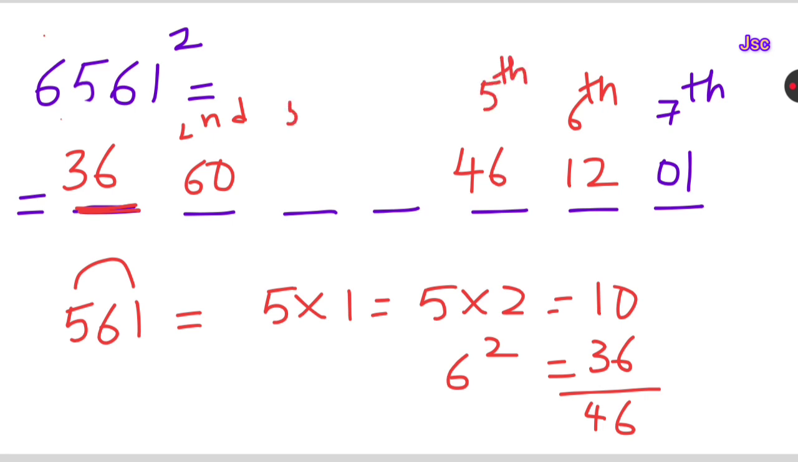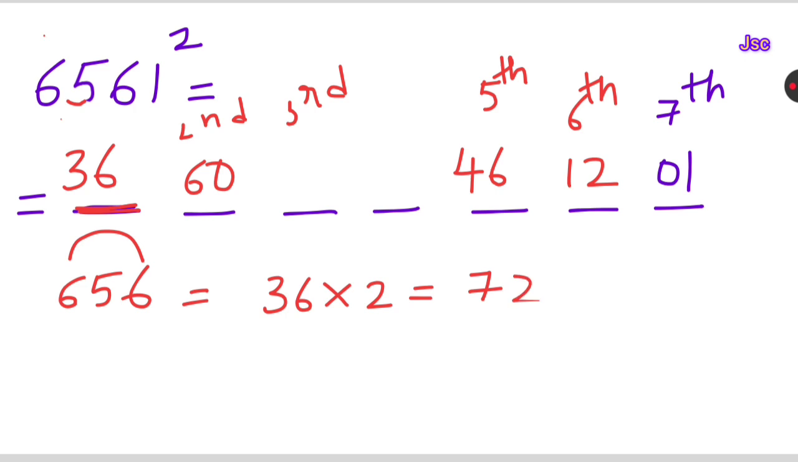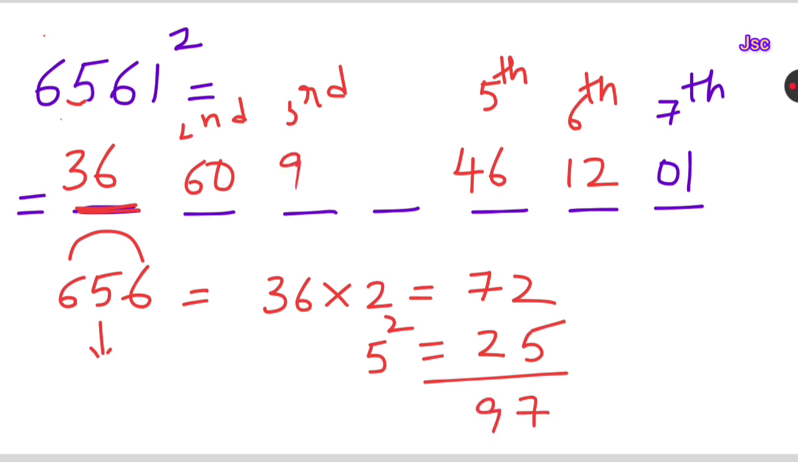Now come to the 3rd position. You take the first 3 digits, which are 656. What you have to do is multiply the extremes. 6 times 6 is 36, and you have to double that. 36 doubled is 72, and the middle number you have to square. 5 squared is 25. Add these 2 numbers, then you will get 97. Just write that as your 3rd position.